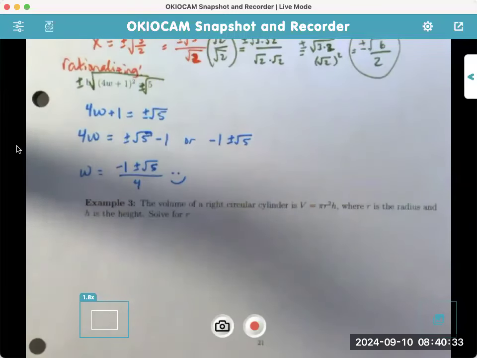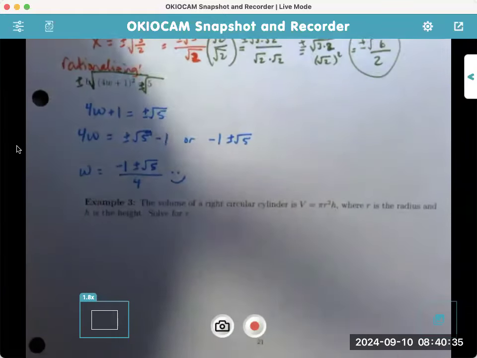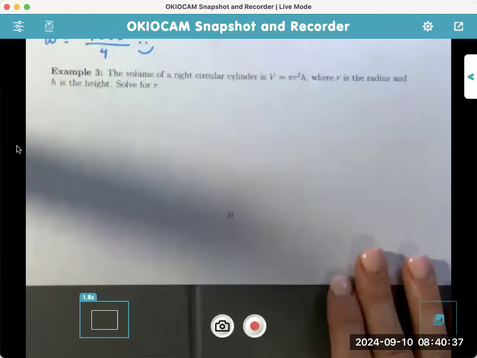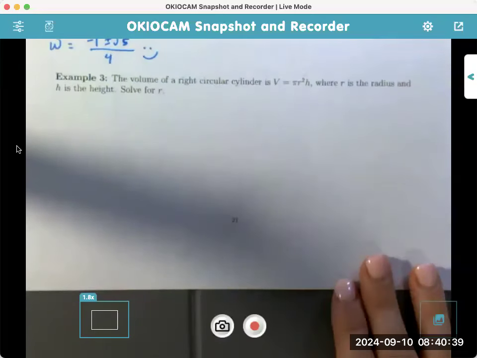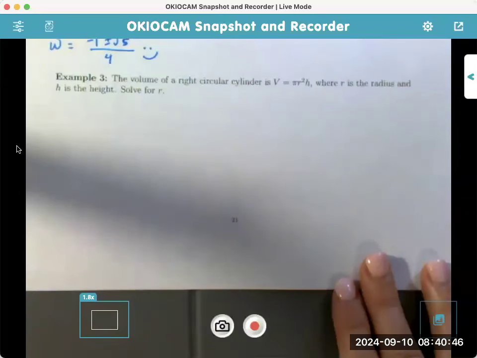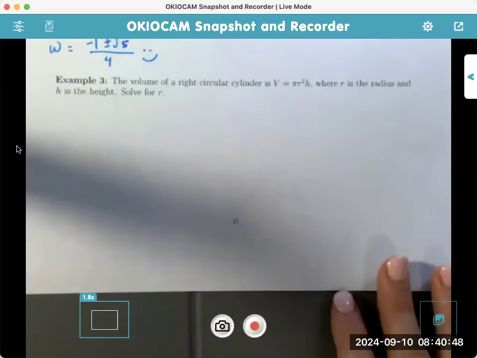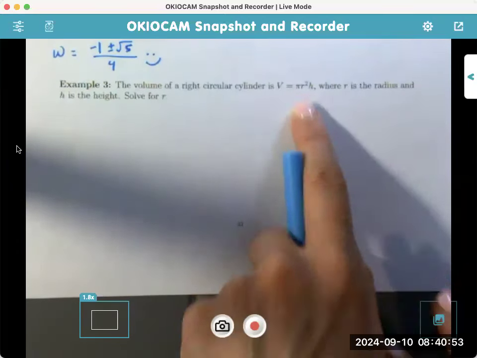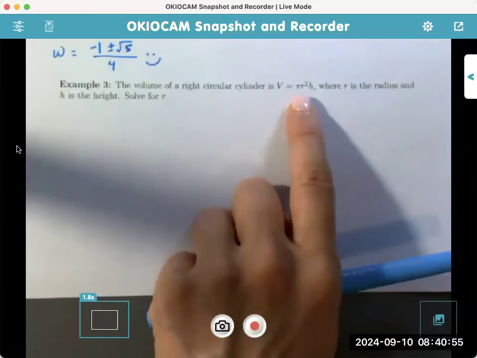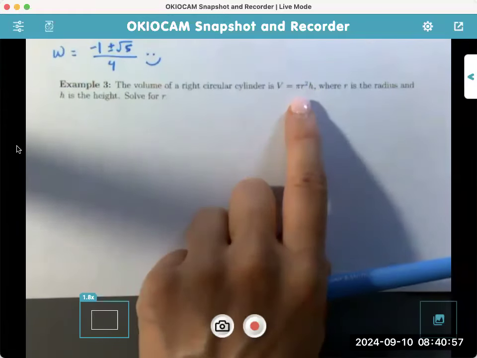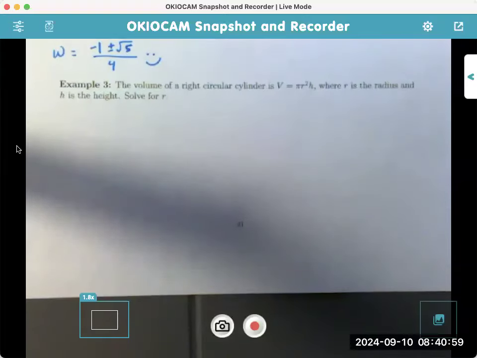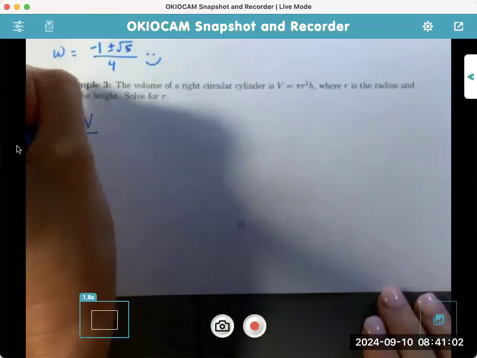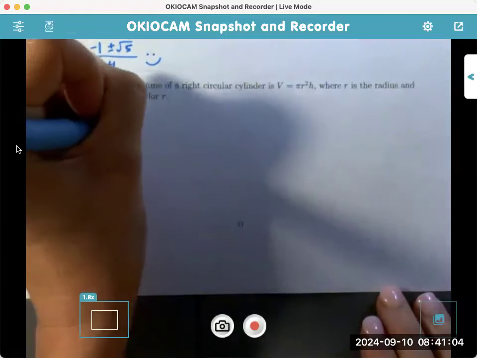Okay, so example 3. The volume of a right circular cylinder is V equals pi r squared h, where r is the radius and h is the height. Solve for r. Okay, so very similar to what we were just doing, we want to isolate that squared term. So since this is pi times r squared and h times r squared, we can divide them over. So v over pi h is equal to r squared.